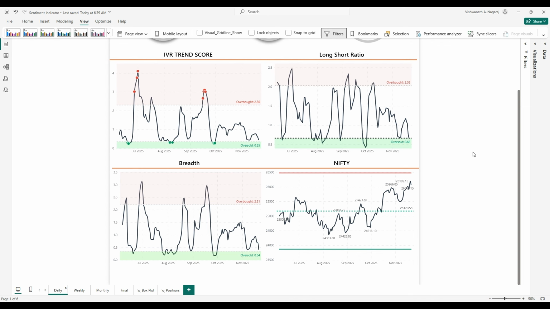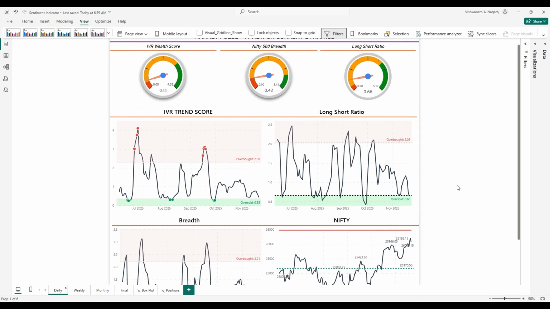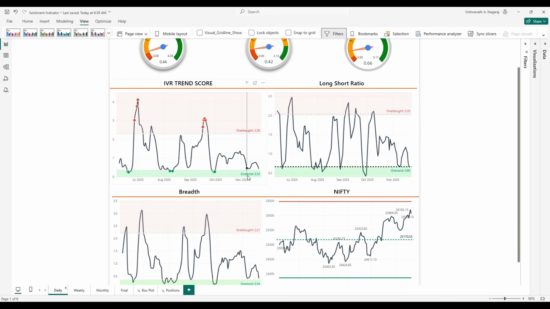Using X% breadth, which means the percentage of stocks in bullish swings, right? Based on that, and similarly for the long short ratio, to identify momentum we are using some sort of Renko methods, which are nothing but the bullish and bearish bricks method. Coming back here, what do I see? The IVR trend is coming to the oversold zone, very, very close to the oversold zone.